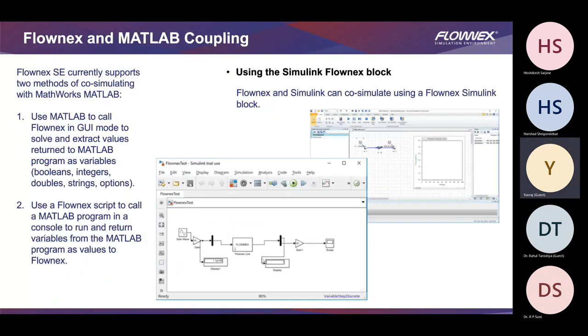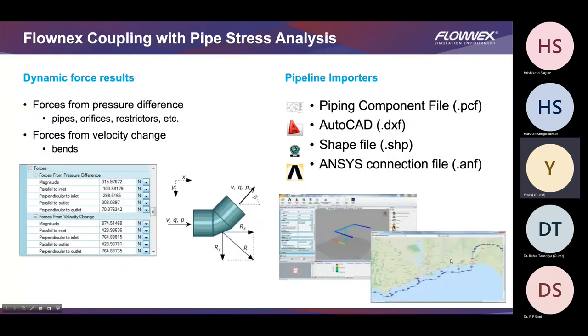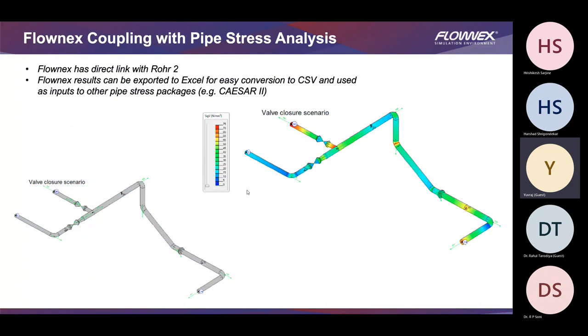And we can couple with MATLAB. Here you can see the Flownex part and the MATLAB part. For advanced controls, we'll be using this Flownex MATLAB coupling. Pipe stress analysis can be imported using piping component importers like PCF and DXF. These are the importers available in Flownex. For pipe stress analysis, there is a RAW file we can import, and pipe stress analysis can be done using CAESAR.